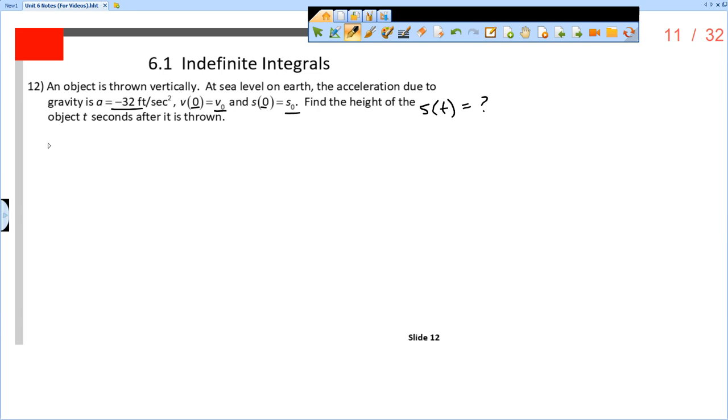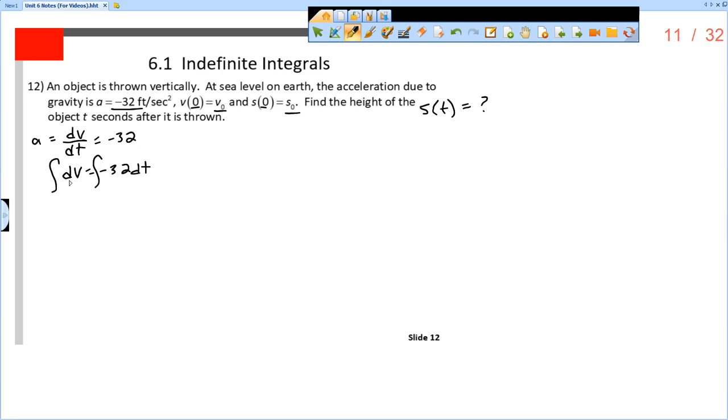So first of all, we start off with a. Now, we remember that a is actually just the derivative of v, so dv dt. So dv dt is negative 32 feet per second squared. Now what we're going to do is separate the variables. So we get that dv is equal to negative 32 dt. As soon as we separate the variables, we are ready to integrate.